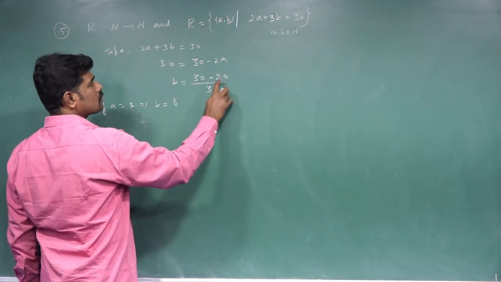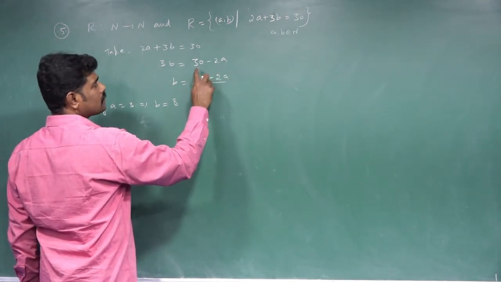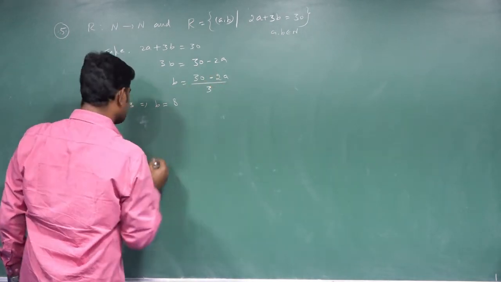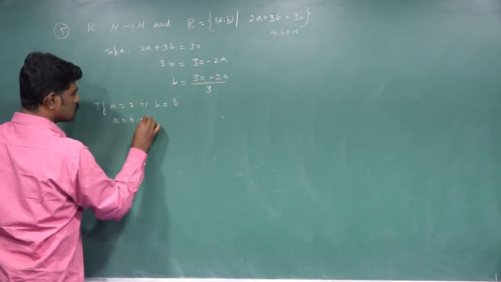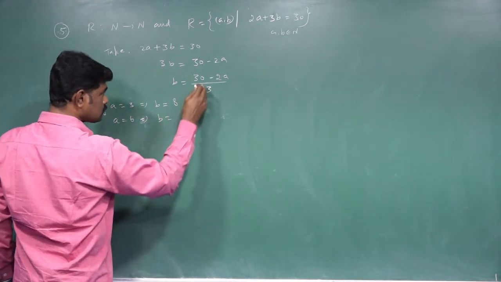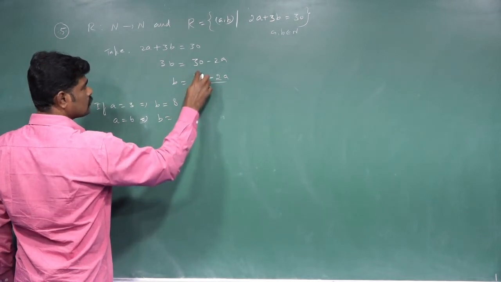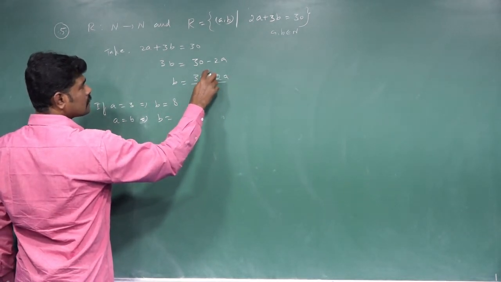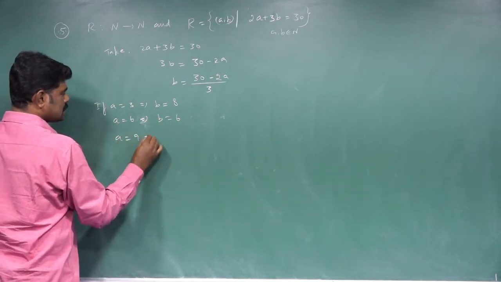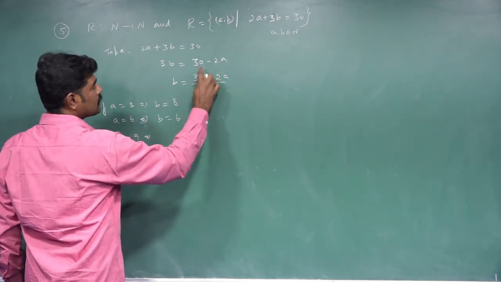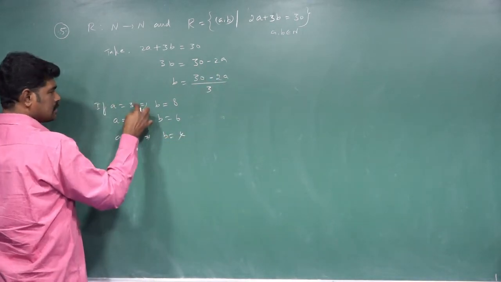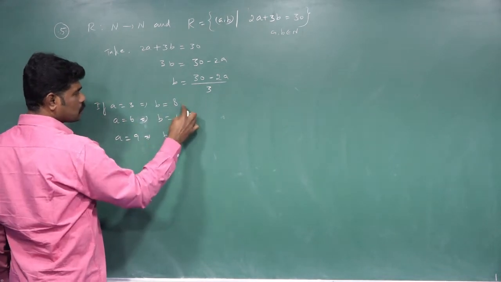Substitute A as 6. 2 into 6 is 12, 30 minus 12 is 18, and 18 by 3 is 6. So if A is equal to 6, then B is equal to 6. Then A is equal to 9, 18 will be here, 30 minus 18 is 12 will be there. Here A is increasing by 3, 3, 3 and B is decreasing by 2, 2, 2.